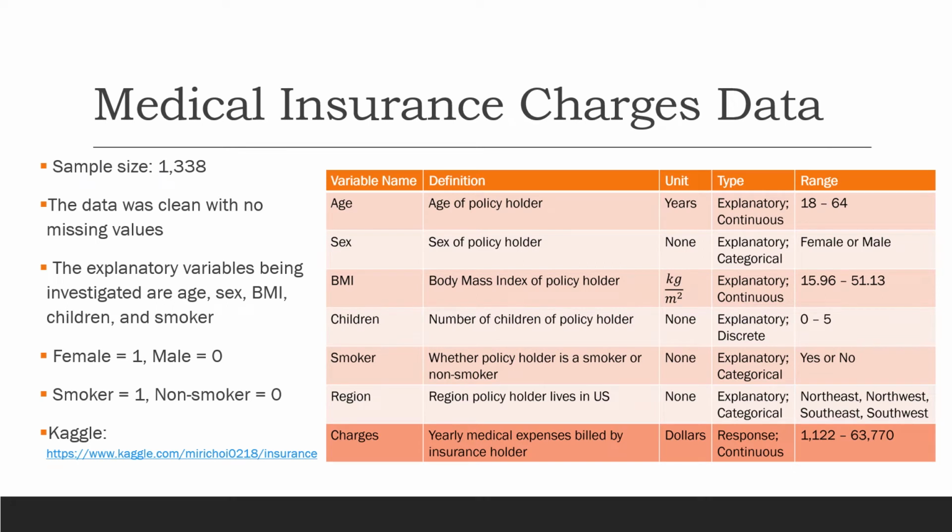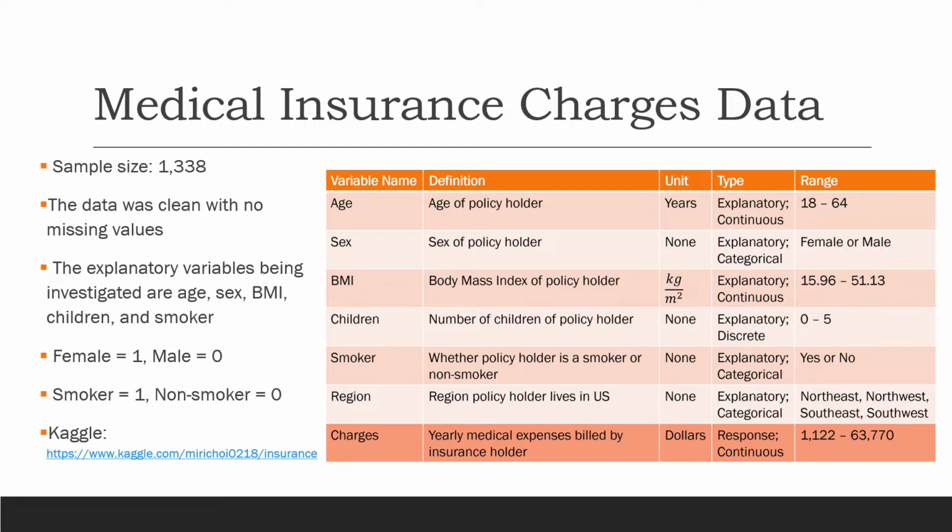Medical insurance charges data was found using Kaggle.com at the link provided. The data has a sample size of 1,338, and the explanatory variables were collected on insurance policyholders to determine their age, sex, BMI, number of children, whether or not they smoke, and the region they live in the United States. The response variable is their yearly medical expenses billed by the insurance holder. During the screening process, it was found that the data was clean with no missing values.